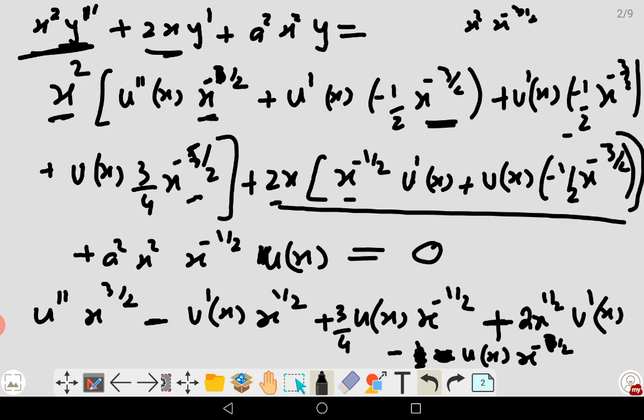So 2x power half here into u prime of x minus x power negative half u of x. And finally this term, what is it? A square x square into x power minus 2 will be x power 3 by 2 u of x. Is it somewhat clear? No. The next page we will simplify further. We will simplify the equation.